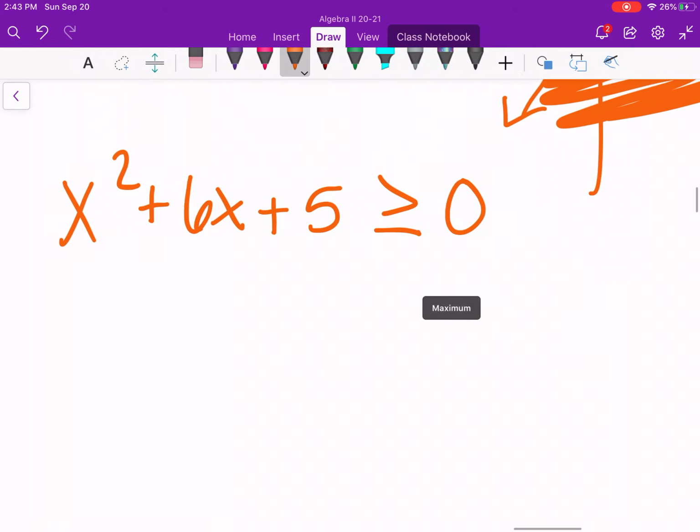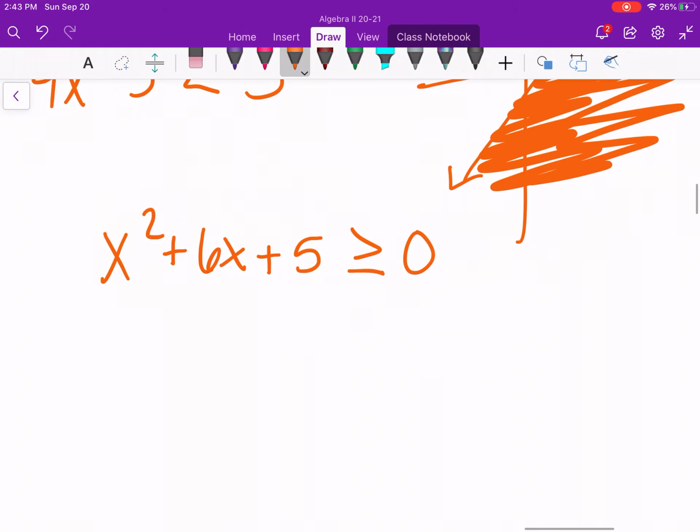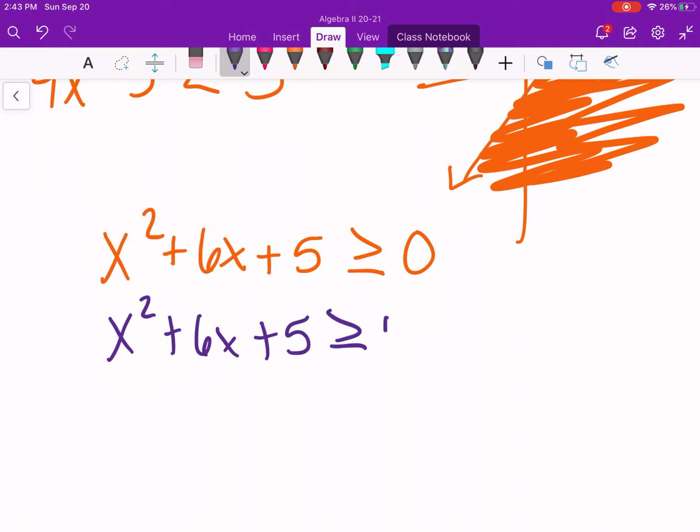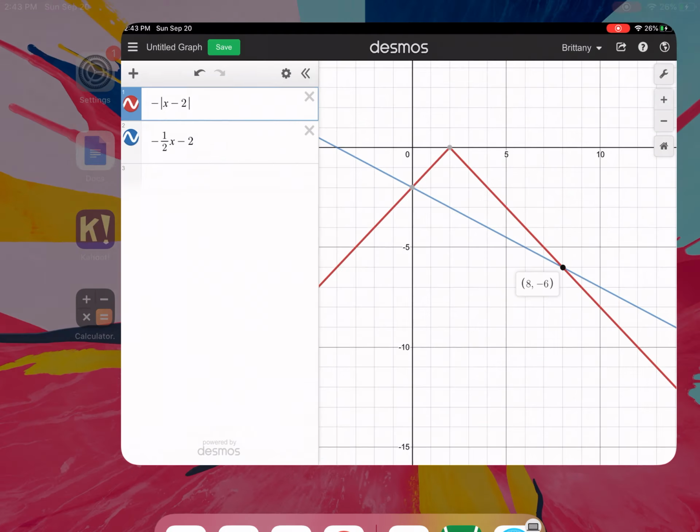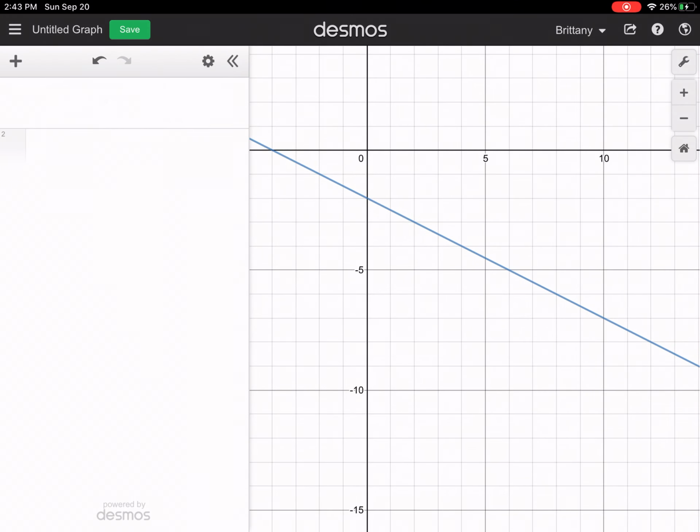All you have to do is put a y in the middle, okay? So what that looks like is I'm going to have the exact same equation, and I'm going to stick a y in the middle. Whatever this sign is, I'm going to put here and here. So x squared plus 6x plus 5 is greater than y, which is greater than 0. And then when I plug that into my calculator, it will do the rest.